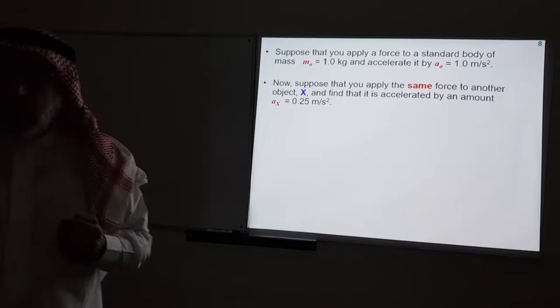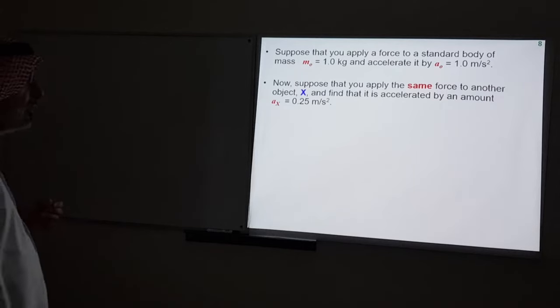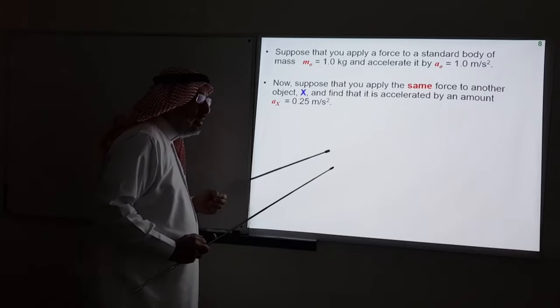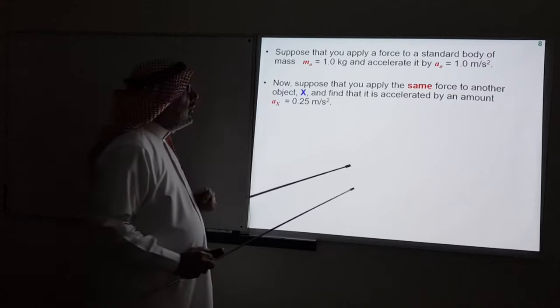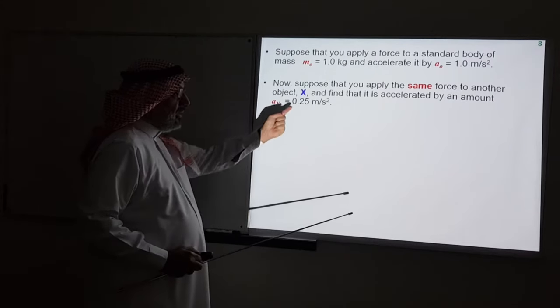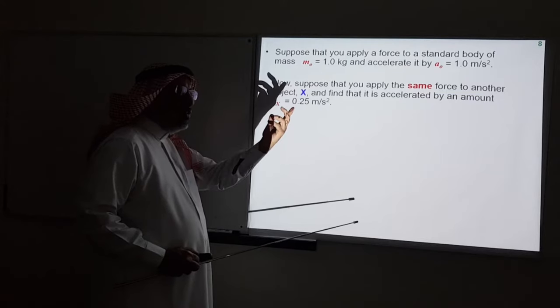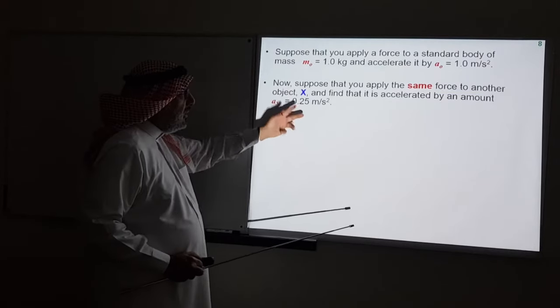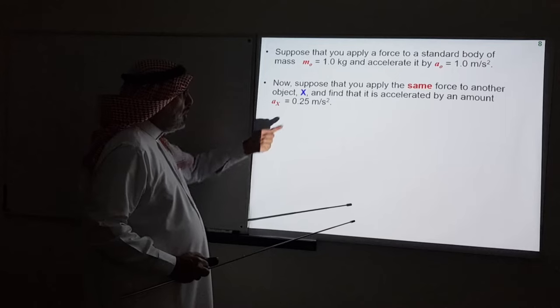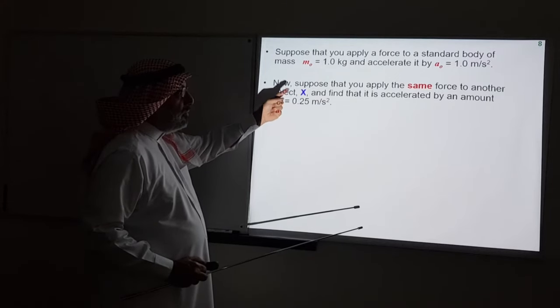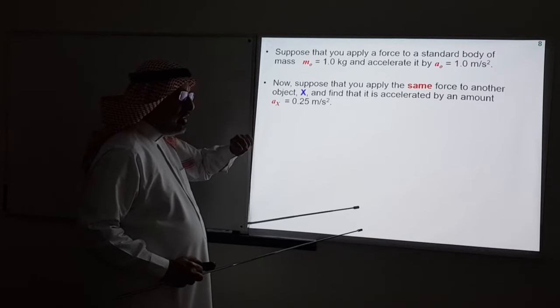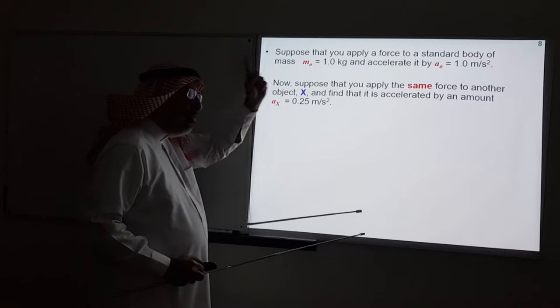What is our conclusion? Our conclusion is this object is heavier than 1 kilogram. Because the acceleration is smaller, the mass must be larger. Can we guess what the mass is? Yes, the mass is the reciprocal of the acceleration. So if the acceleration reduces by 4 times, that means the mass has increased 4 times.